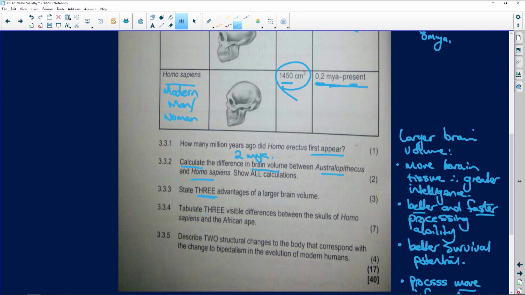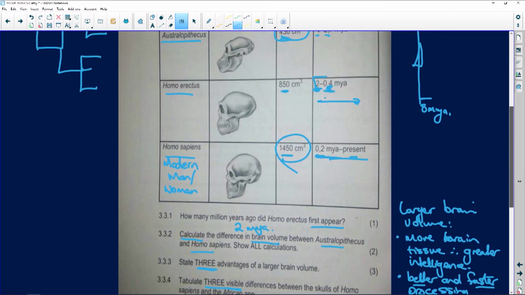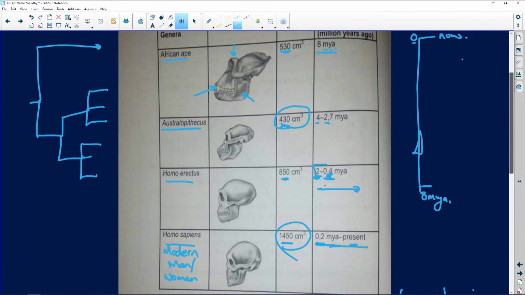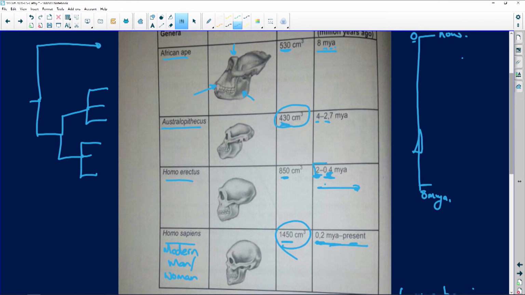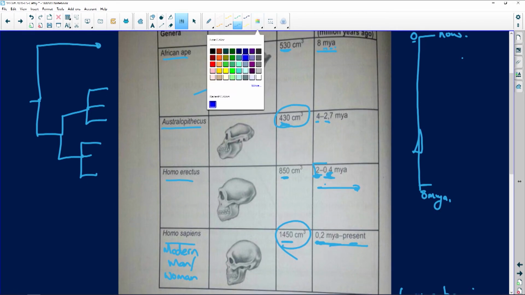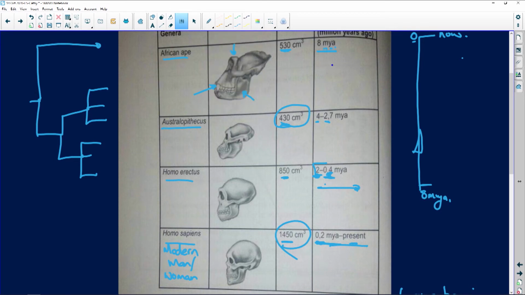All right, tabulate 3 differences, the visible differences, between the skulls of Homo sapiens and African apes. So this is going to be, okay, we can see both. All right, let me use bright blue. What can we see? Homo erectus is going to have less brow ridge, and those brow ridges are going to be reduced, where here, they are large.